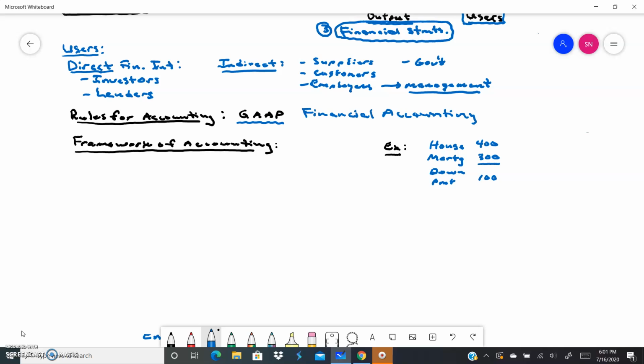Now, we're just going to put that in accounting terms. In accounting terms, the house would represent an asset or a resource. And we'll talk about these later in terms of defining these more specifically. The mortgage would represent a debt, or in this case, in accounting terminology, a liability. And the down payment, or the residual amount that's left over, would be what's called our equity.